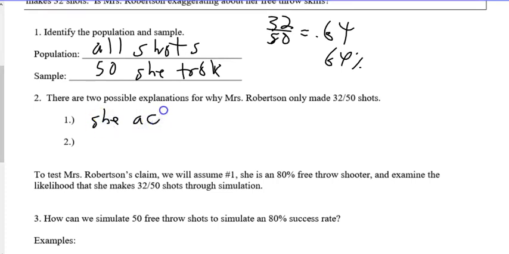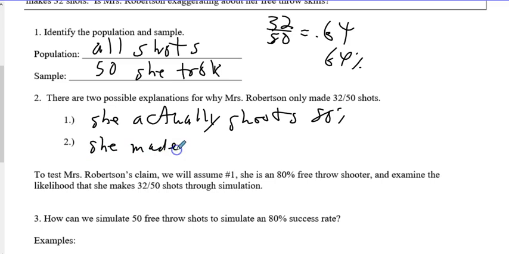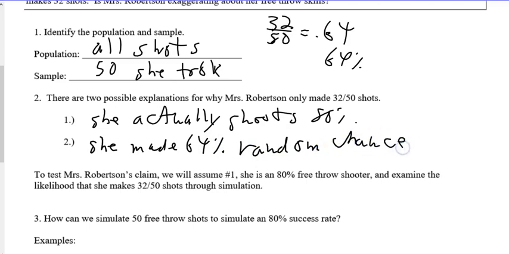She actually shoots 80%, and it was just a bad day. It was off. Sprained wrist, headache, whatever. Or she made 64% by just random chance. So she is actually an 80% shooter, where 64 was just random, just by chance.